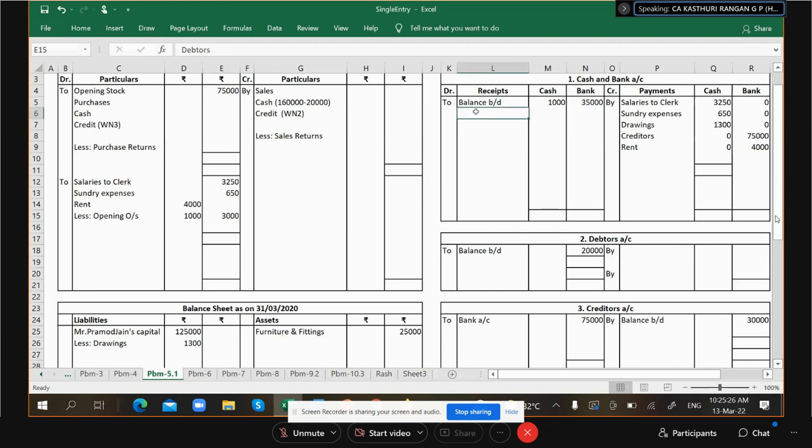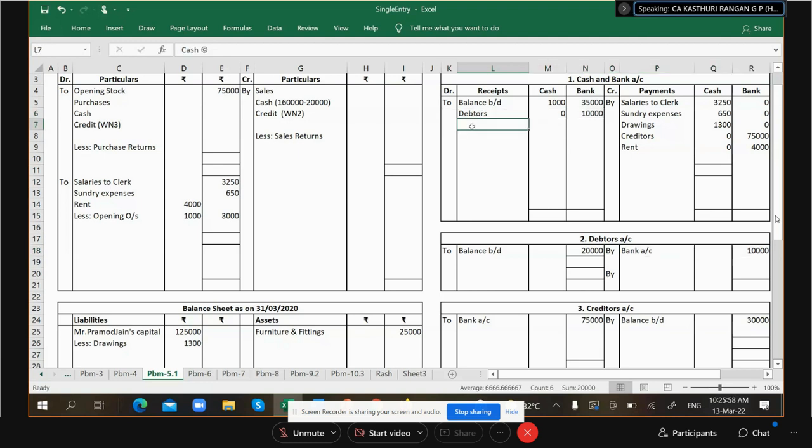So when cash is deposited into the bank, what is the entry? When you collect money from a debtor, what is the entry? Bank account debit, to debtor. In the debtor's account, by bank 10,000. That is the check from the debtor. But you have deposited 1,35,000 in total, which means the remaining 1,25,000 is cash deposited into the bank.